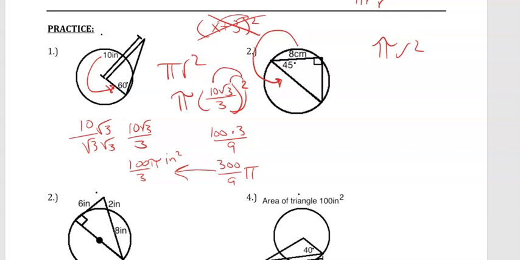Multiply, because it's getting bigger, by rad 2. So we know this thing is 8 rad 2. So what is the radius going to be? 4 rad 2. So it's pi times 4 rad 2 squared.